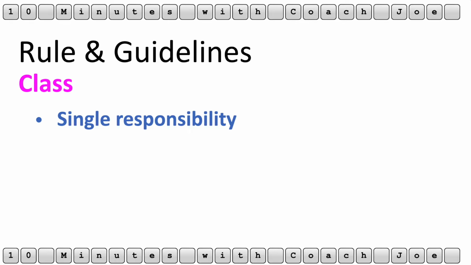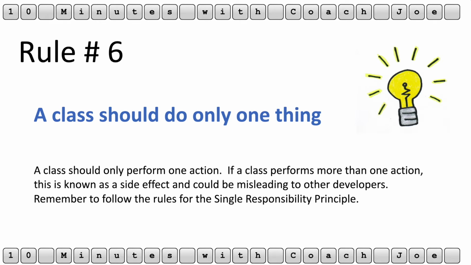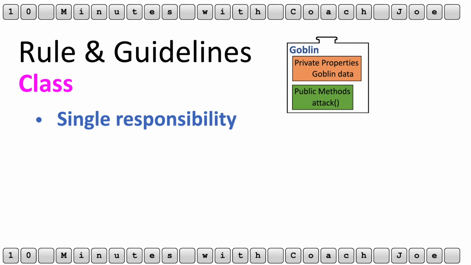The first rule or guideline to follow is single responsibility. Coach Joe rule number 6 states, a class should do only one thing. If a class performs more than one action, this is known as a side effect and could be misleading to other developers. In an adventure game, a goblin class could hold all the data values for a goblin and have methods to perform attacks. Is this class doing two things?